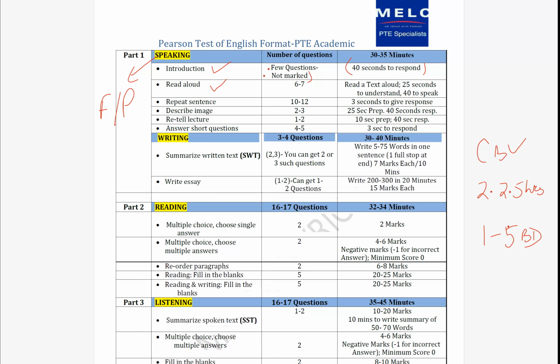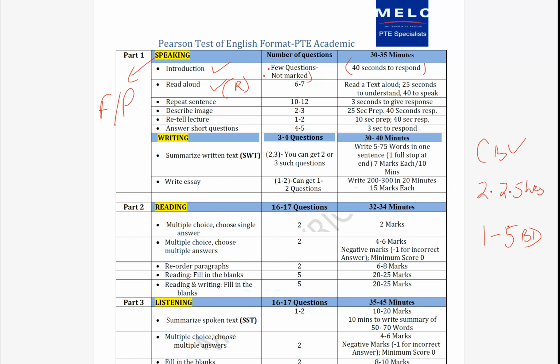Read aloud is a question in which you have 25 seconds to understand a text, and then you have to speak loudly for 40 seconds. I'm going to put in a bracket here that read aloud affects your reading score. Keep this in mind. Moving on to the next question, repeat sentence.